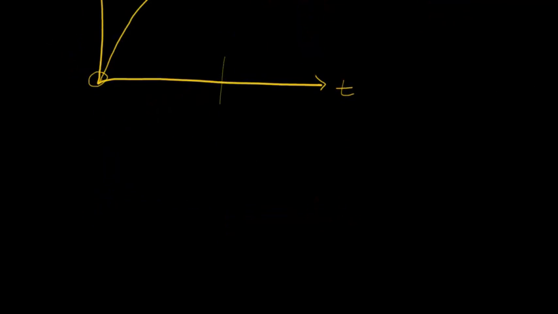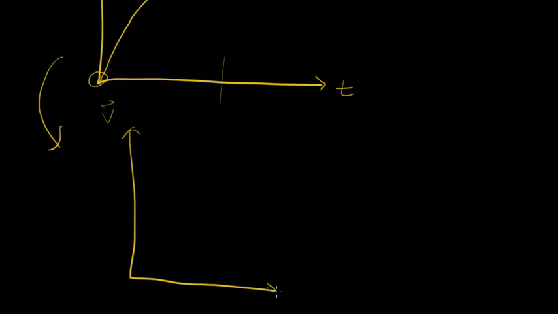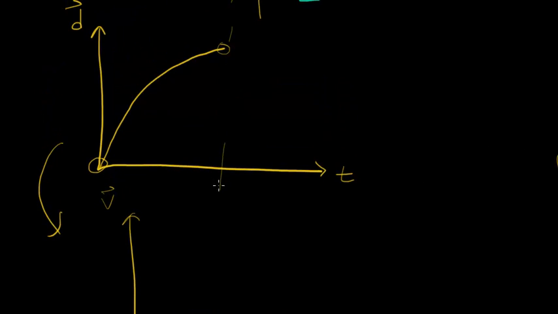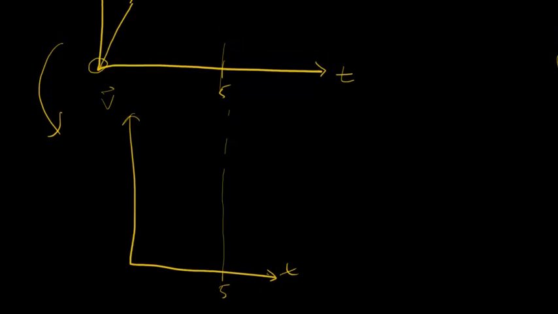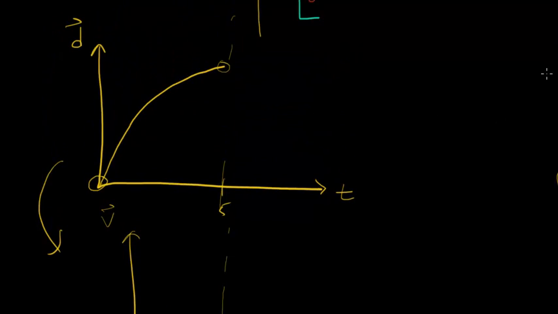So let's transpose this into some sort of a velocity time graph. Let's say this is at time 5, and this is again at time 5. So how would we convert this? Well, without giving any values to it, I'm just going to give you a rough idea of how it's going to work out.